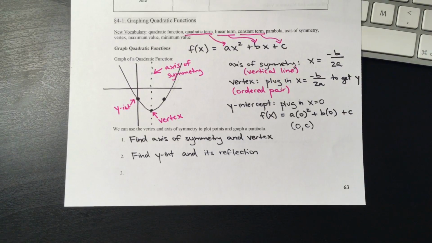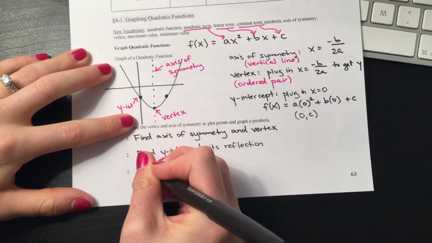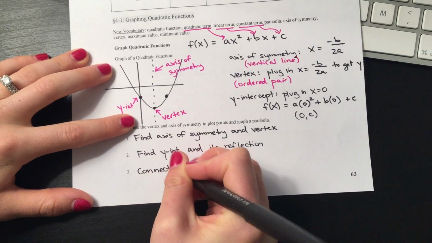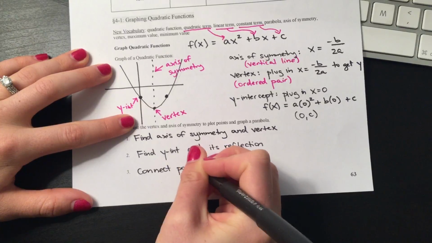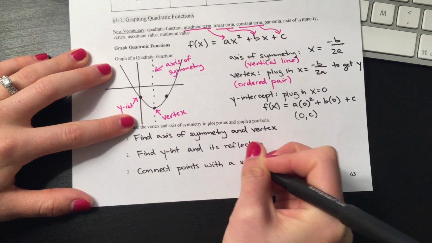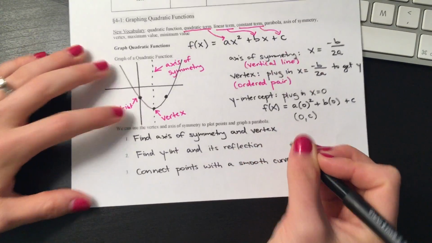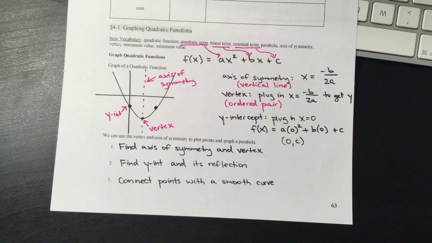And then finally, you're going to connect the dots, make it a parabola. So connect these 3 points with a smooth curve. Make sure it actually is smooth and rounded. You don't want to make it pointed like an absolute value graph. It needs to be smooth and rounded.